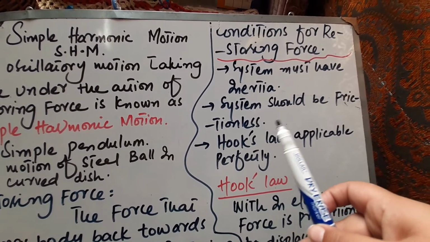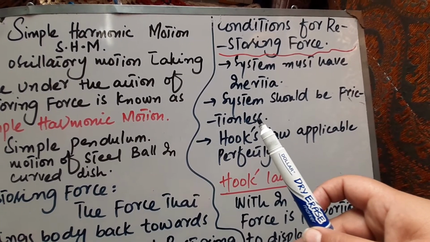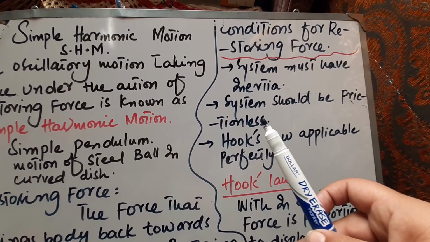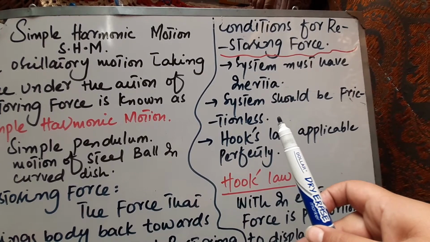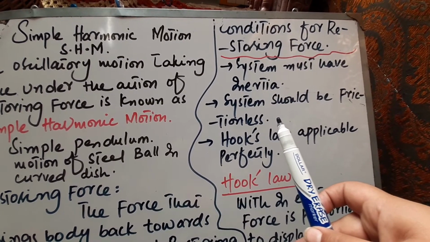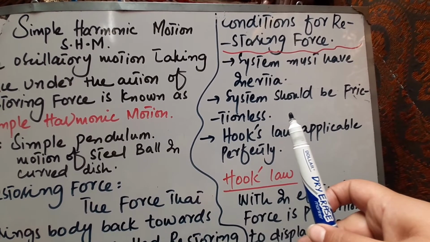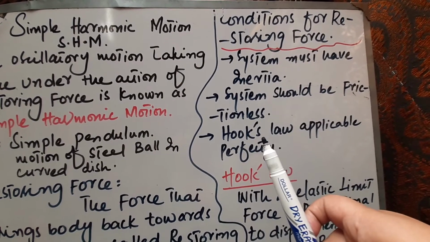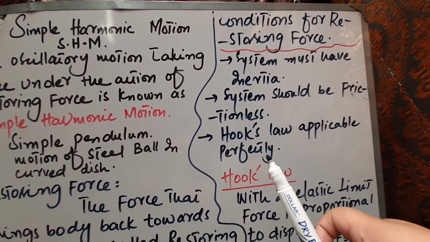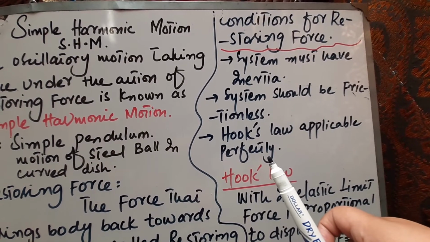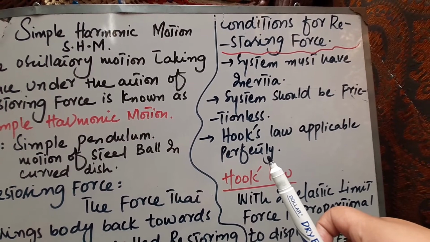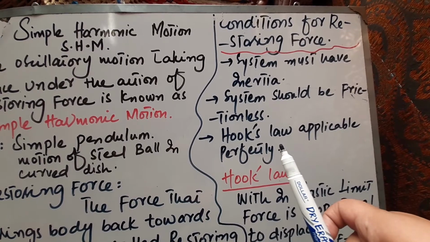Number two, the system should be frictionless. There would be no friction in the system. Point number three is that Hooke's law is applicable perfectly. Now you should know the meaning of Hooke's law.